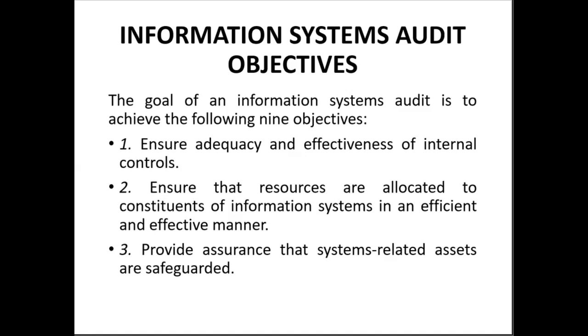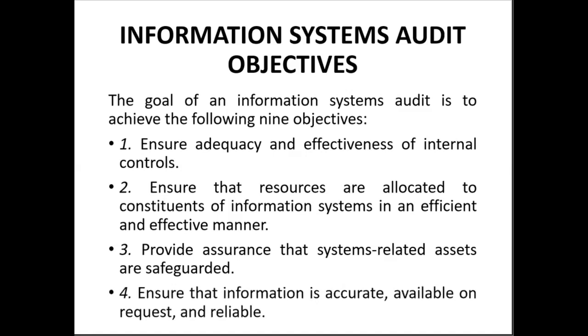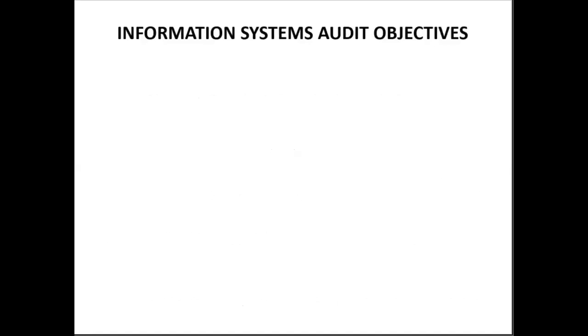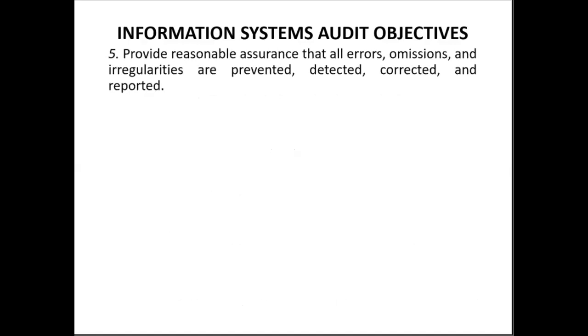And also the information should be what? Should be reliable. We ensure accuracy of the information, ensure availability of the information, as well as the reliability of the information. Now the fifth one is to ensure that we provide reasonable assurance that all errors, omissions, and irregularities are prevented, detected, corrected, and above all of this must be what?